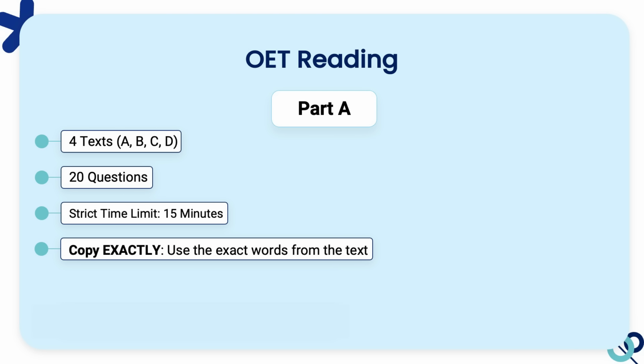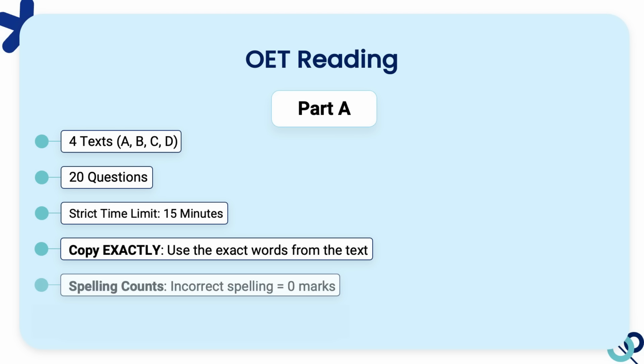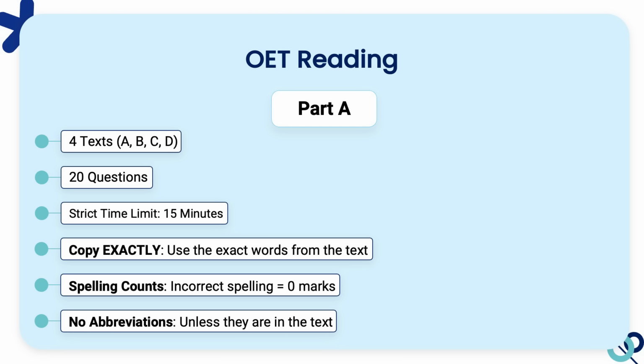Copy exactly. Make sure you use the exact words from the text. Spelling counts. Incorrect spelling means no marks. Don't use abbreviations unless they're specifically in the text. I cannot stress this enough. In Part A, you must write exactly what is written. If the text says chronic vestibular symptoms, but you just write chronic symptoms, you might lose the mark. You must copy the words exactly as they appear.